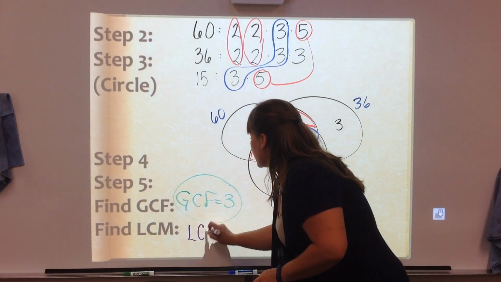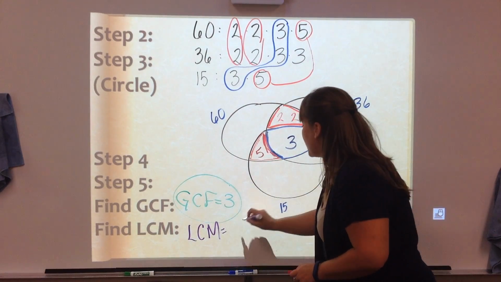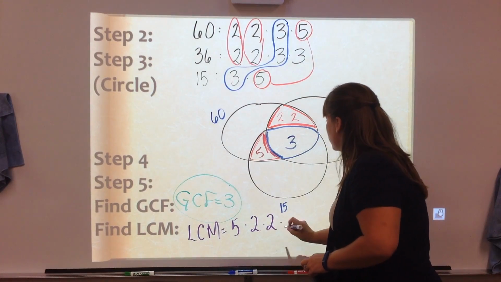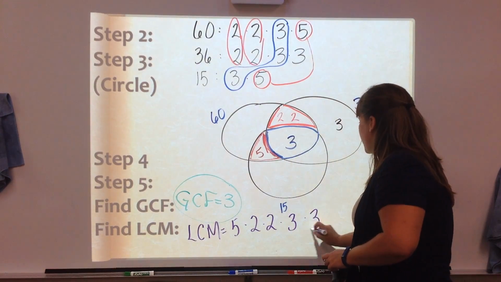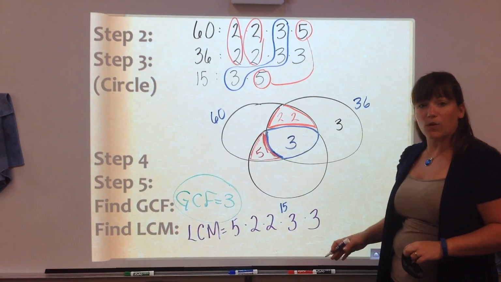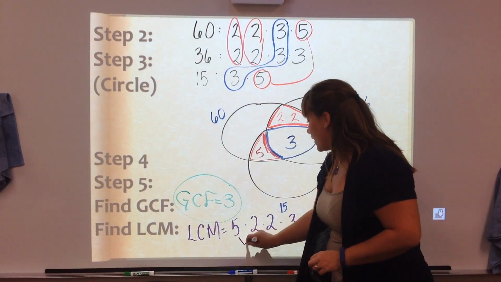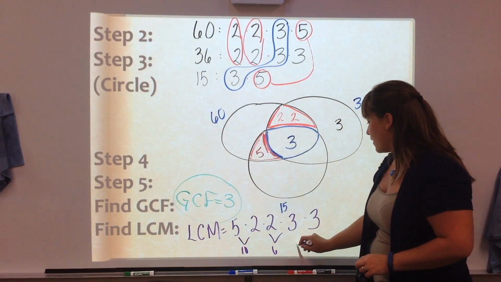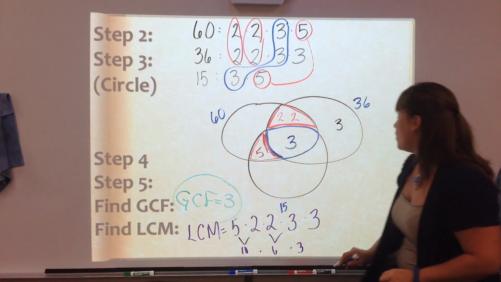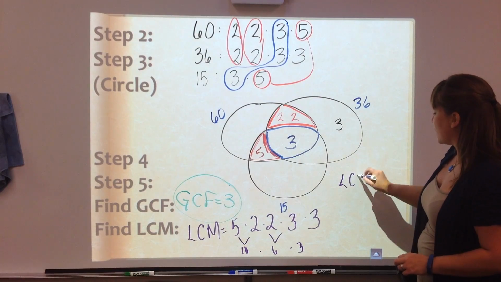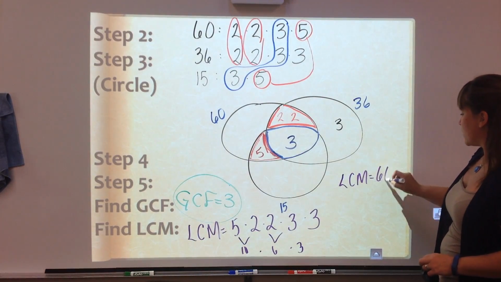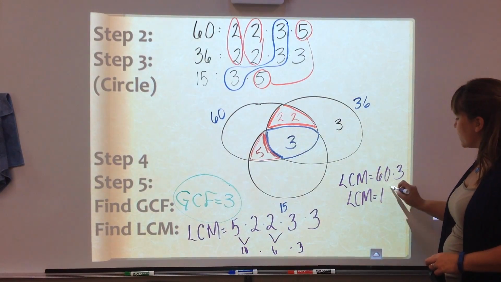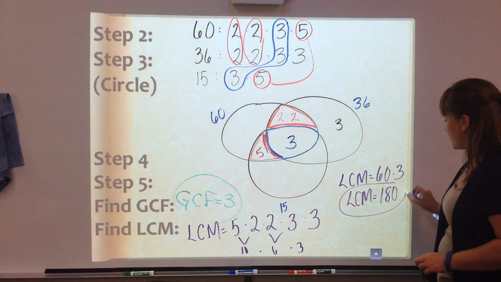So, LCM, we have a 5, a 2, a 2, a 3, and a 3. And there's no wrong way to multiply these. So I'm having a 10 and a 6, and then this 3 is still on the oddball outside. So now I have 60 times 3, and the LCM is going to be 180.